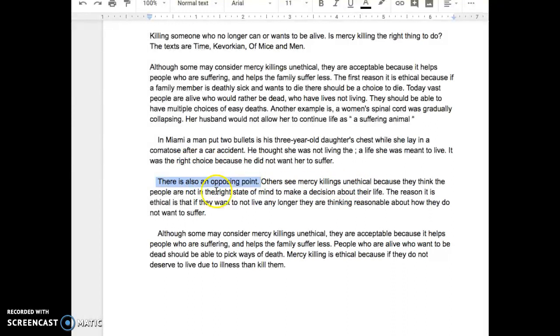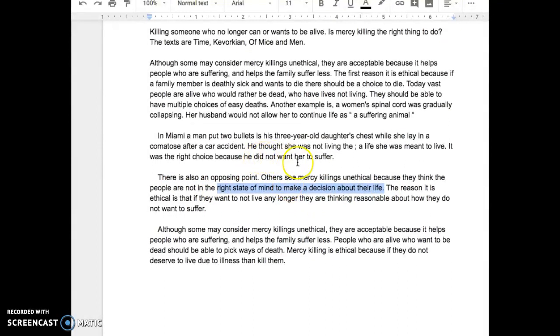And then you explain it because people are not in the right state of mind to make a decision about their life. Okay, explain what that means a little bit, because the biggest thing here is, in the second paragraph, you started to use a little bit more of a specific example, where you explain the death a little bit more. But then here, I can think of all the quotes and examples from the story that were in here to tell you this, but it's not there. And then you just say it's ethical.